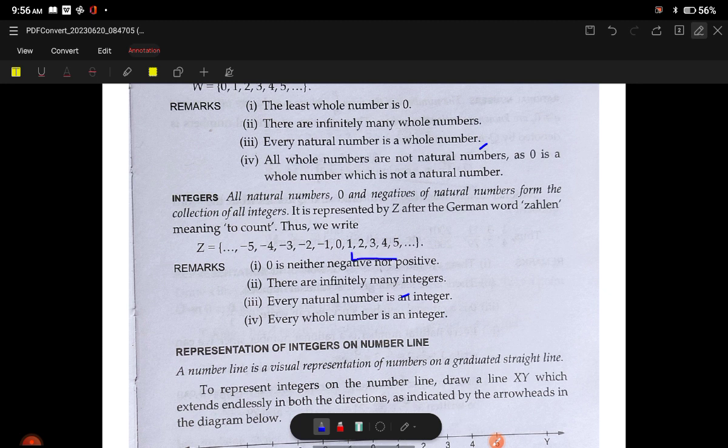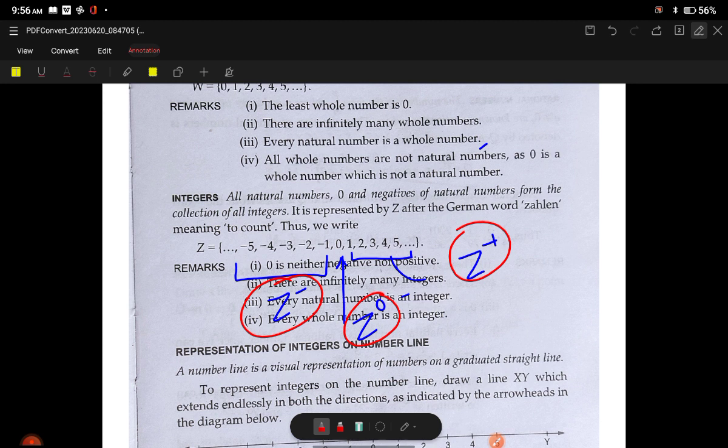All the positive numbers are denoted by Z plus, which is called positive integers. All the negative integers are denoted by Z minus, and 0 is actually 0. It is neither positive nor negative. 0 is denoted by Z 0. So you can see three types of integers: positive integers, negative integers, and 0, Z 0. You cannot write Z plus or Z minus for 0. Mind it, 0 is neither positive nor negative.